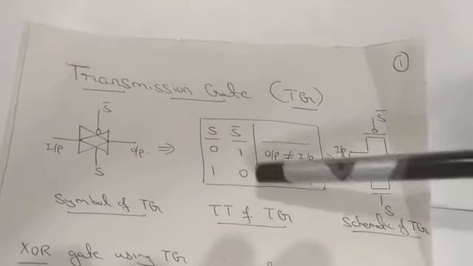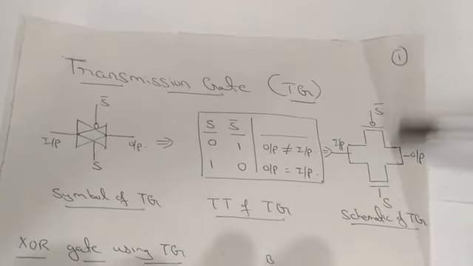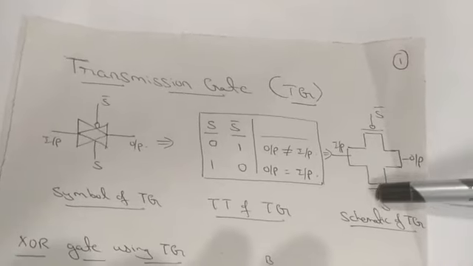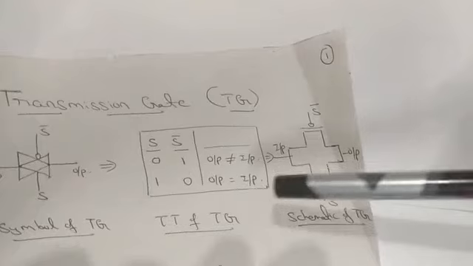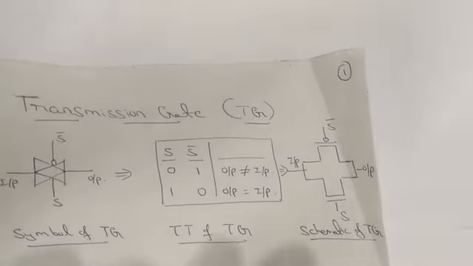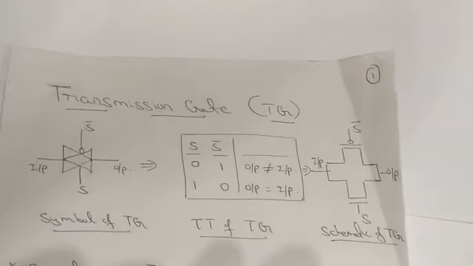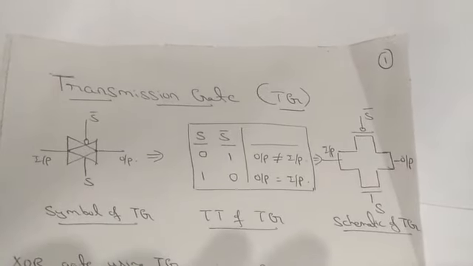When S is equal to 1 and S bar is equal to 0, both the FETs will be in an on state, that is PFET as well as the NFET. So whatever the input will be, the same will be getting at the output, that is output is equal to input, without any threshold voltage drop loss.